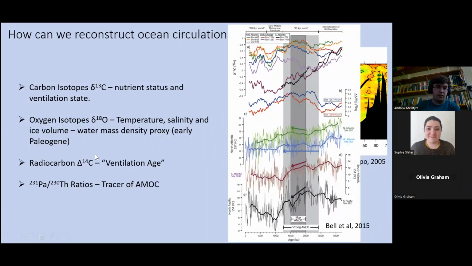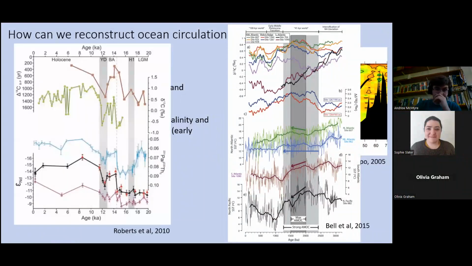Two other proxies that we typically use are the radiocarbon, capital delta 14C, which gives us an indication of the age, or the ventilation age, of a water mass since it was at the surface exposed to the atmosphere. And we can use protactinium and thorium ratios as a tracer for the strength of the AMOC. But the limitation of these two proxies is that they rely on very short half-lives, so we can't really use these far back in geological time.